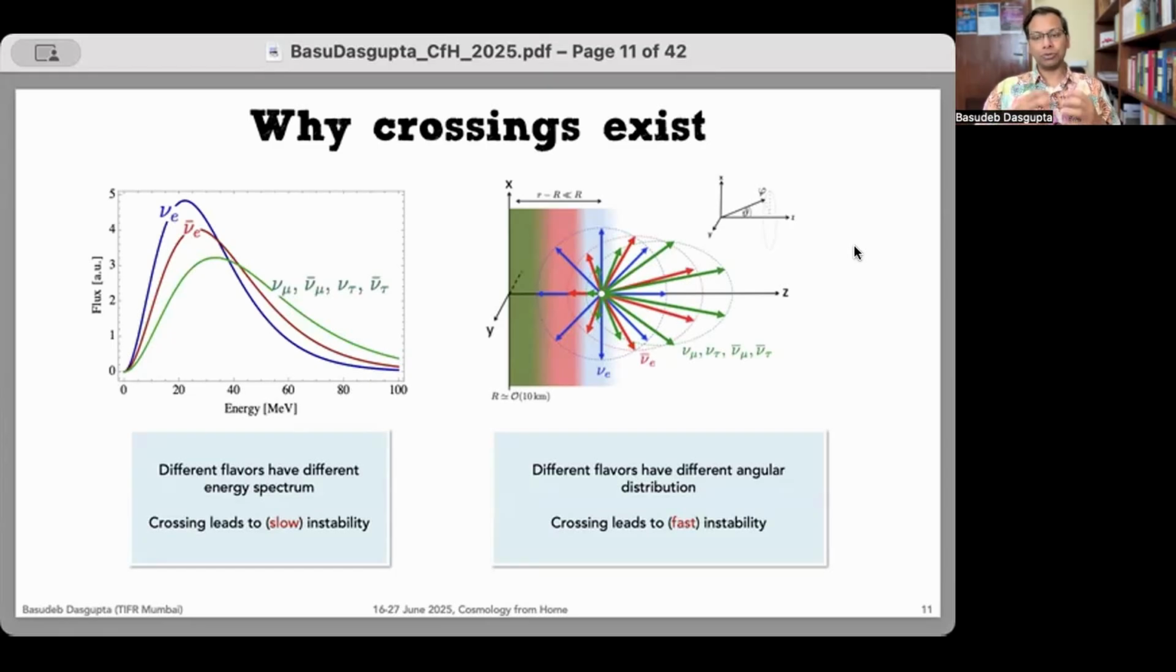And then again, these two distributions would intersect at some point, and that's where the crossing comes from. The left panel shows a case where there are crossings in energy. These are what lead to the slow instabilities. And the right panel shows you crossings in angular distributions, and these are what lead to fast instabilities, the ones that are proportional to neutrino density.